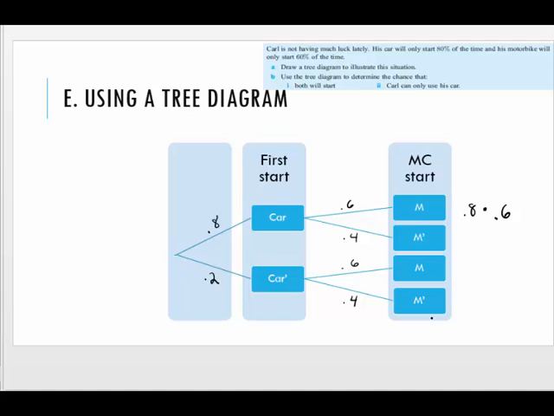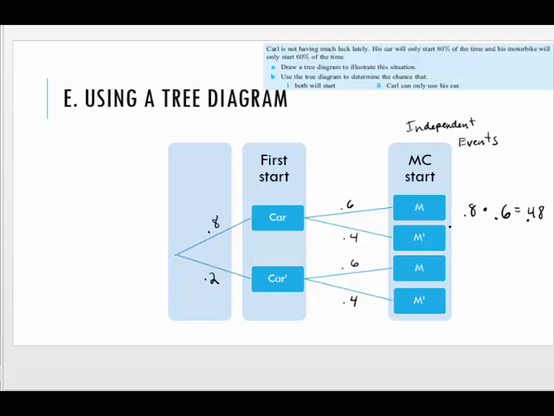Why can we just multiply it straight across? Because they're independent events. So this is for independent events. And we end up getting a number of, I think, 0.48. So that's a pretty good chance that it's going to start. About a 50% chance that both of those are going to start.